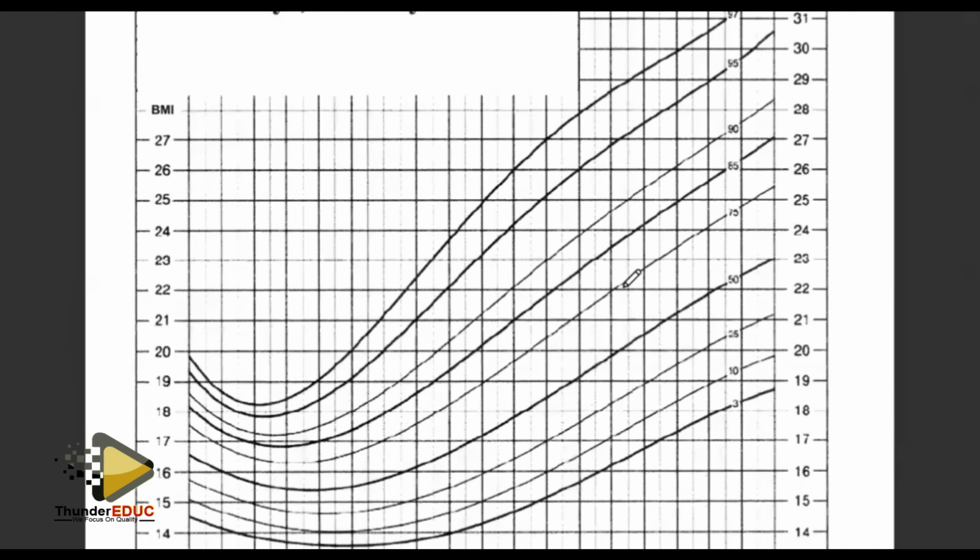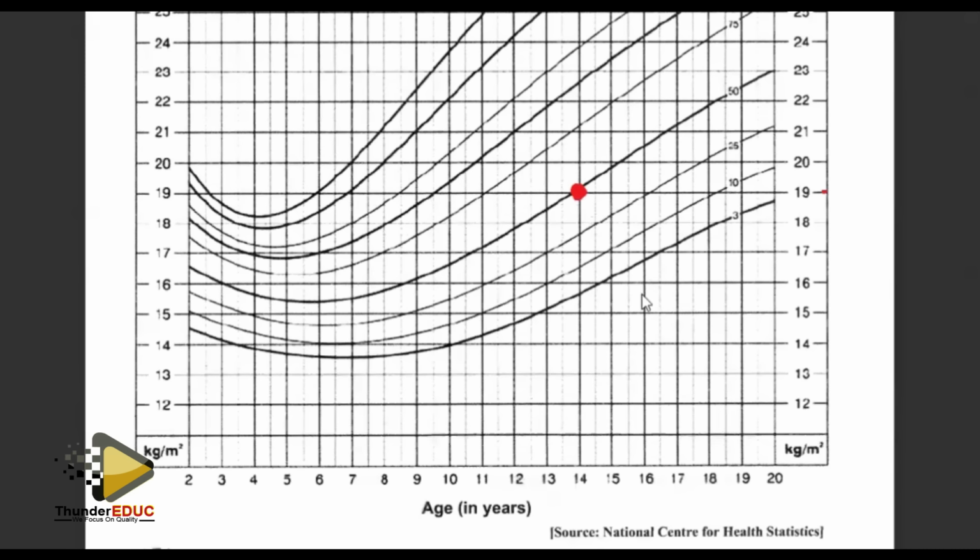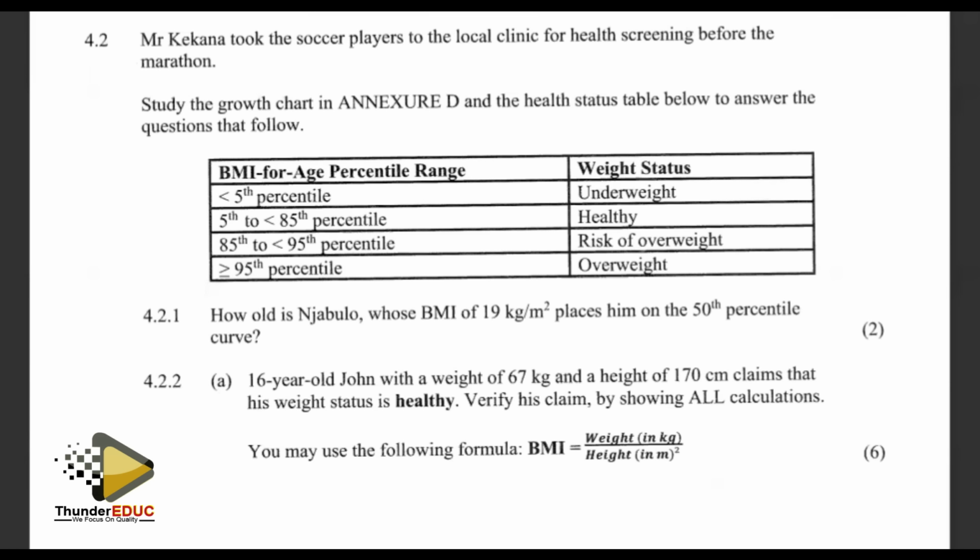So we shall come here, BMI 19. When does it touch the 50th percentile? 19 touches the 50th percentile at this moment. So what age is it? The age is going to be 14. So Njabulo, they are asking us how old is Njabulo. We are saying it's 14 years.